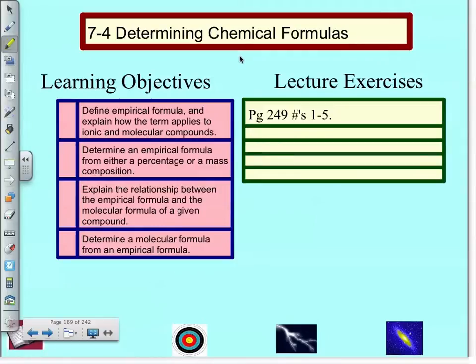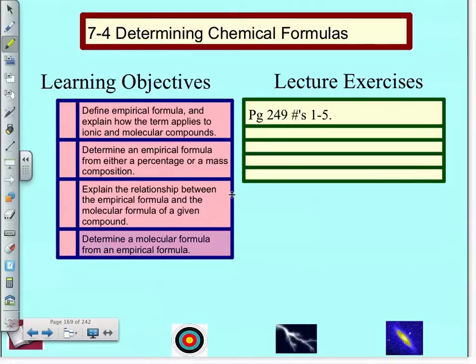Let's look at our objectives. Define empirical formula and explain how the term applies to ionic and molecular compounds. Determine an empirical formula from either a percentage or mass composition. Explain the relationship between the empirical formula and the molecular formula of a given compound. And determine a molecular formula from an empirical formula.